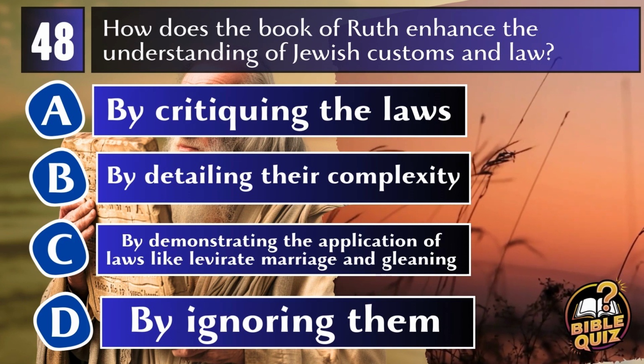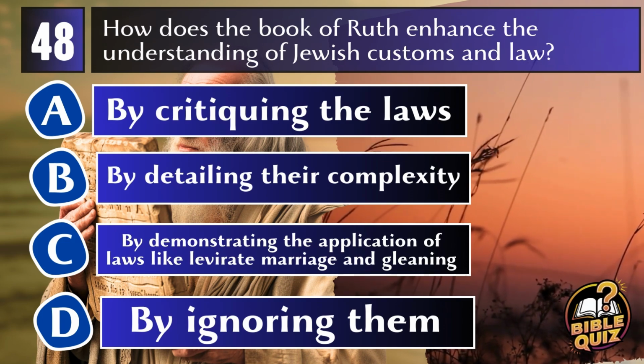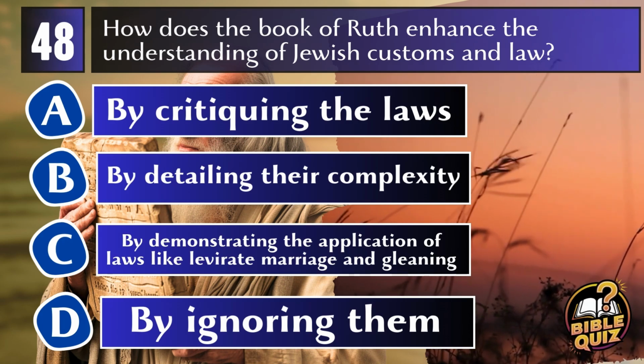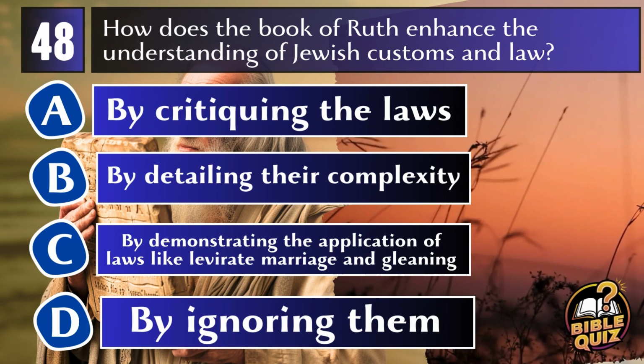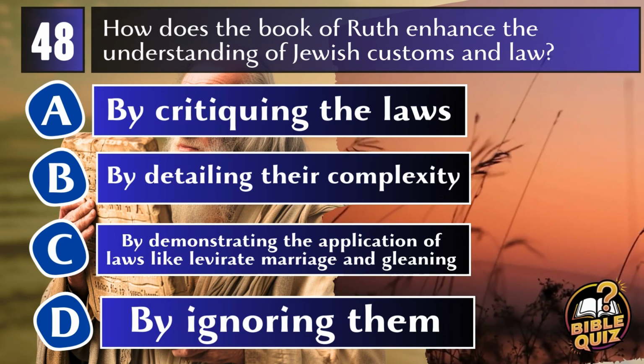A. By critiquing the laws. B. By detailing their complexity. C. By demonstrating the application of laws like levirate marriage and gleaning. D. By ignoring them.